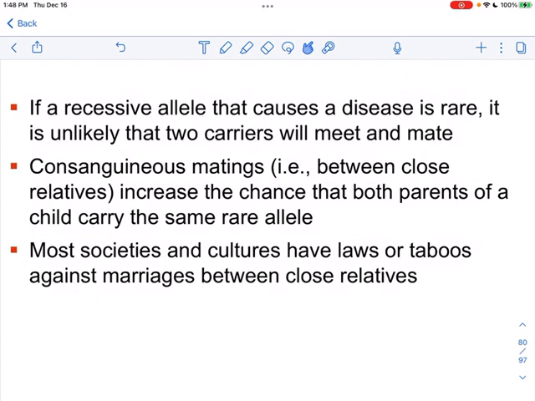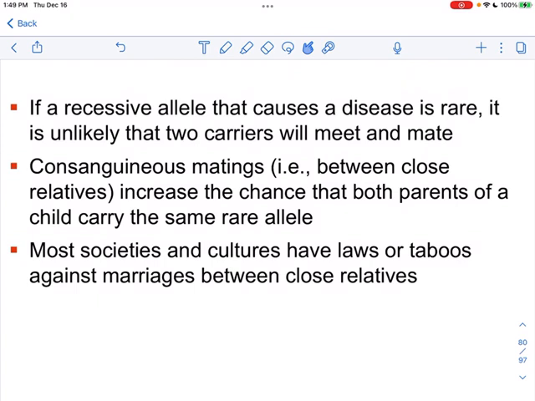If a recessive allele that causes a disease is rare, right, it's really unlikely that two carriers will meet and have children, and even rarer that the child would be born with the disorder. But this becomes far more likely if individuals are related. Right? If they're related, there's a higher chance that there are two carriers in that particular family, and we call these consanguineous matings between close relatives.